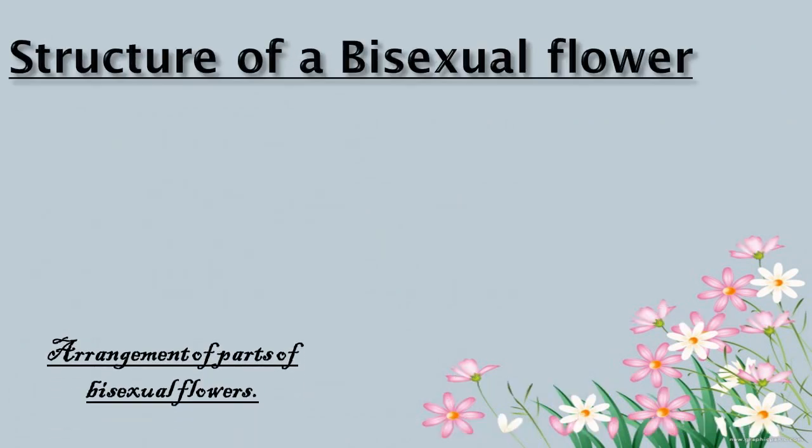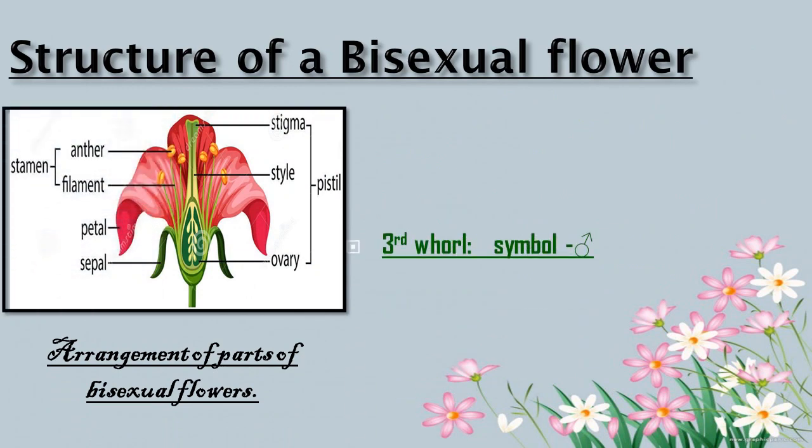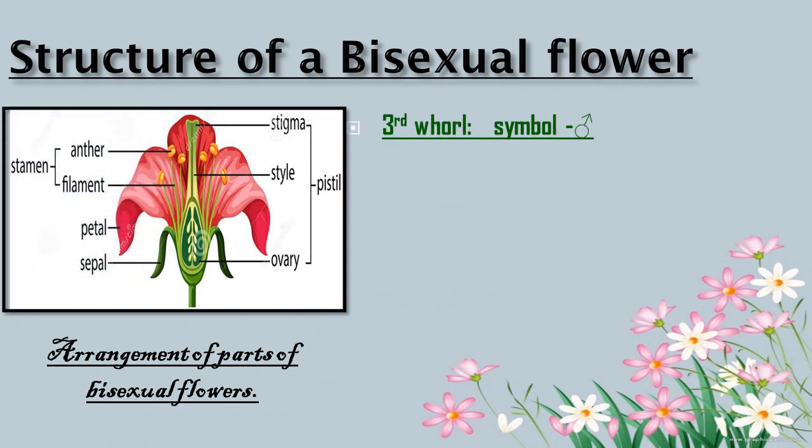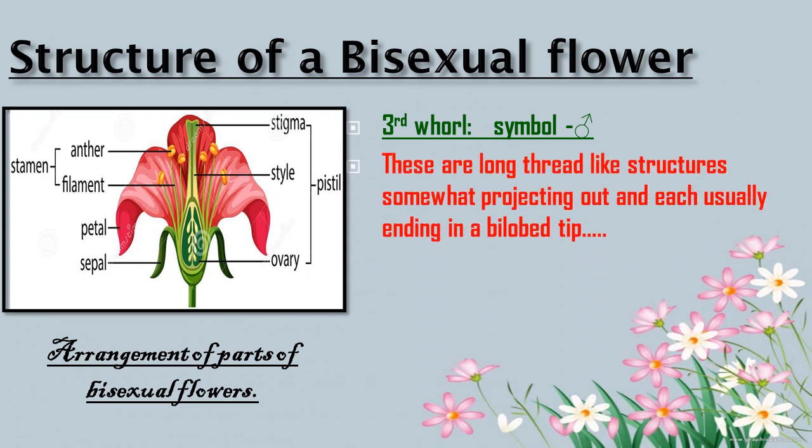All right, now again this is the same picture. Now what is the third one? Alongside you can observe the symbol of the third one. That means the third one is related to the male reproductive organ. Okay, so student, these are long thread-like structures, somewhat projecting out, each usually ending in a bilobed tip. These are the stamens, collectively called the androecium. So this is the male reproductive part, the stamen, and collectively it is known as the androecium.